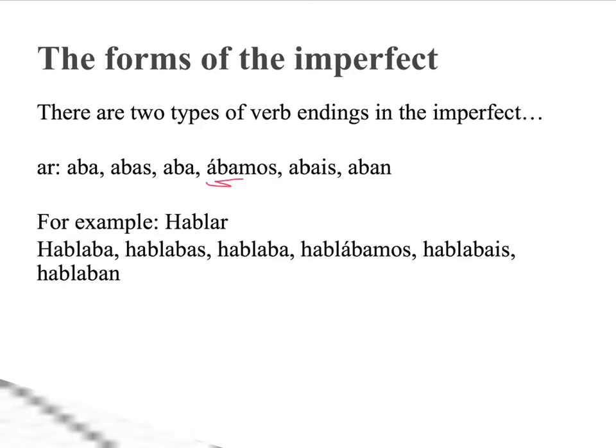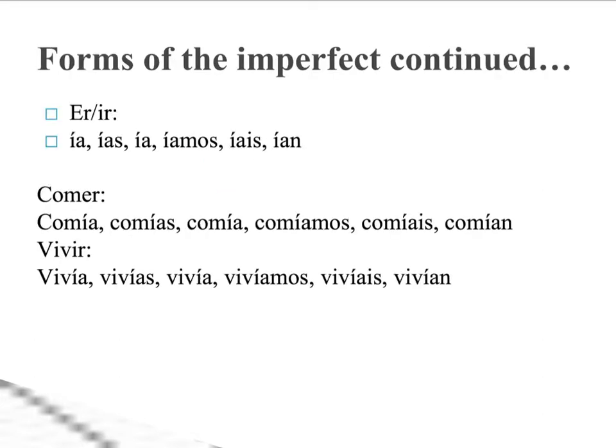We have hablaba, hablabas, hablaba, hablábamos, hablabais, and hablaban. Sounds kind of funny, I know, but we are over that. We also have endings for ER and IR verbs, which, if you notice, all have accents. So you'll notice that there are tons of accents in these ones for IR and ER verbs, examples being comer and vivir. These would be our ERs.